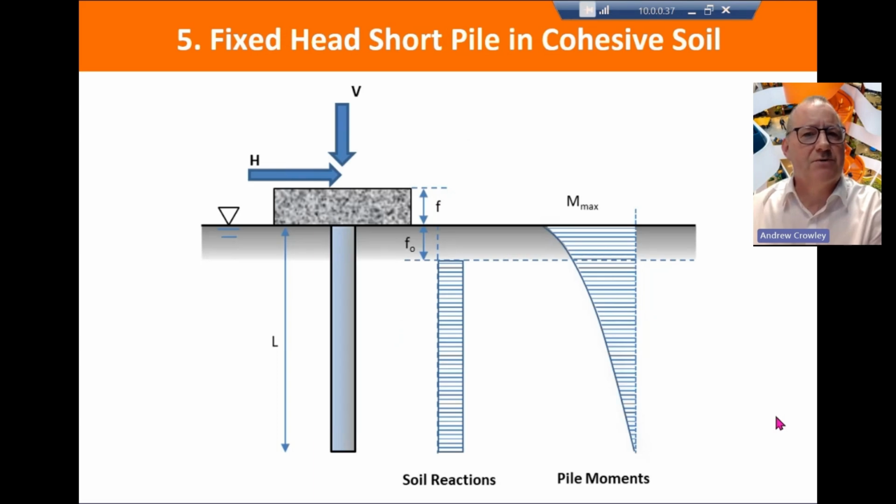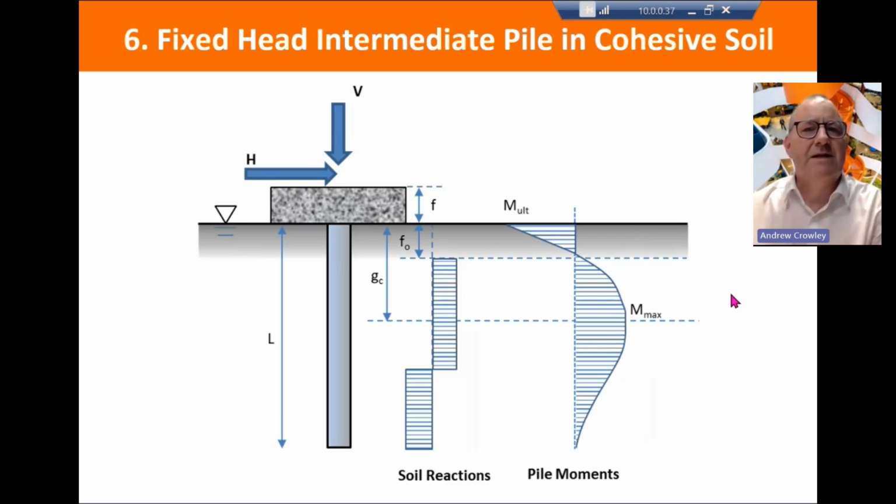For a fixed head short pile in cohesive soil, we have a straightforward uniform soil reaction and a parabolic distribution of our moments, with the maximum moment being at the ground level. For an intermediate pile in cohesive soil, we're looking at double curvature bending, so we have maximum moment maybe at the ground, but possibly further down at a depth called GC.